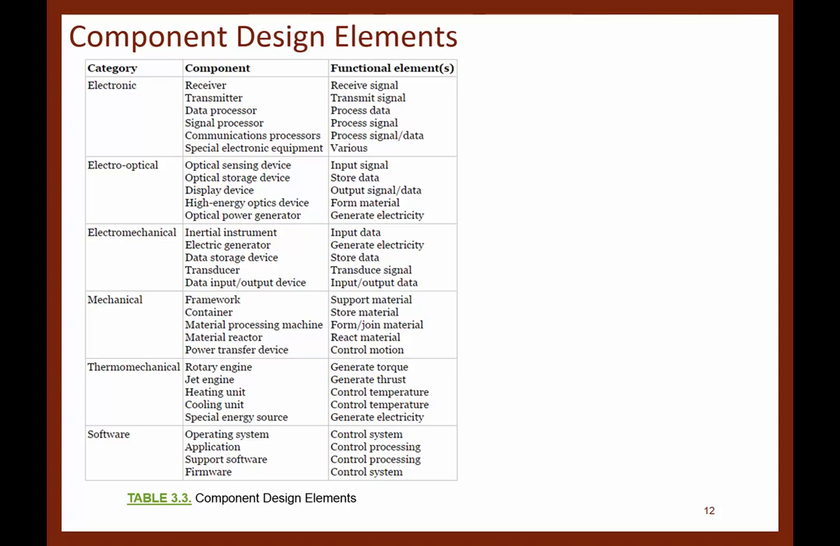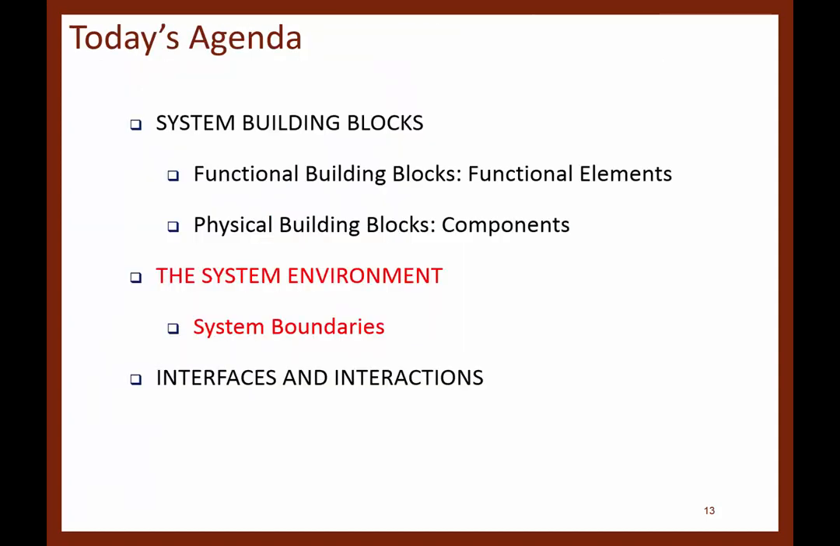So again, when you start looking at the different functions that your system must perform, you are also at some point going to start looking at the building blocks, the actual material, the actual technology that you're going to be using. And this table can give you an idea in terms of how to define those building blocks from a component design element perspective. So this is the system's perspective, which is linked again back to the discussion that we had in terms of the functions. Okay, so that's in terms of the system building blocks.